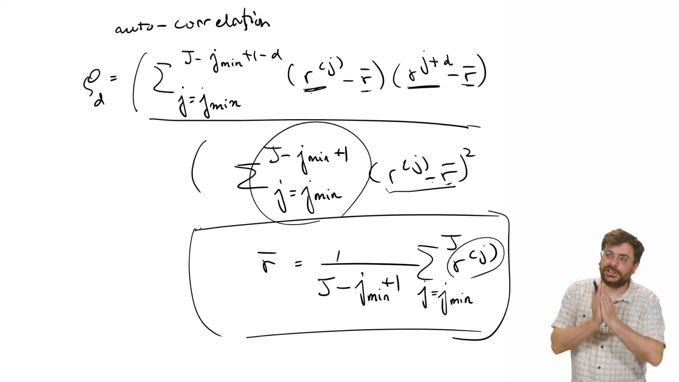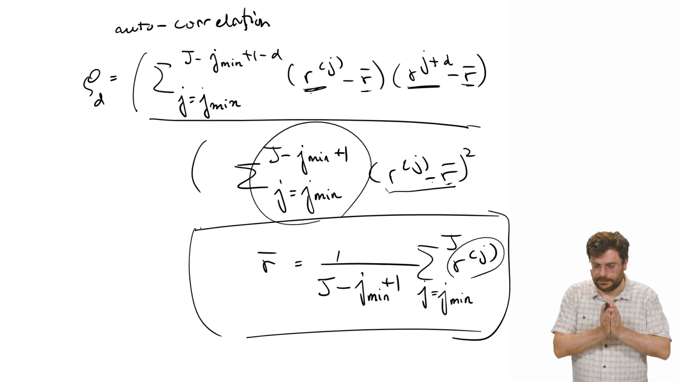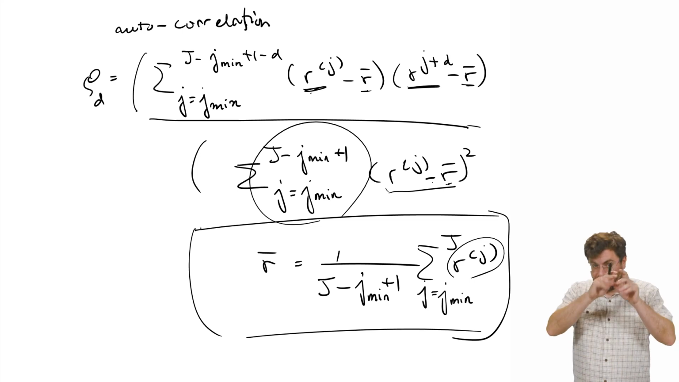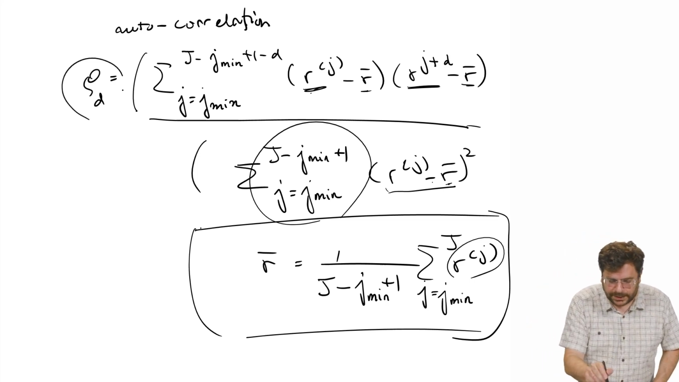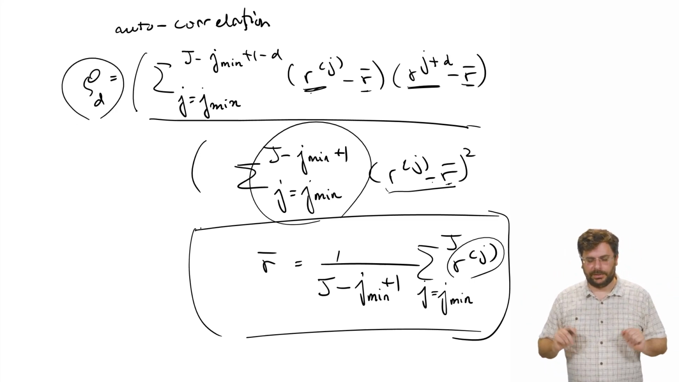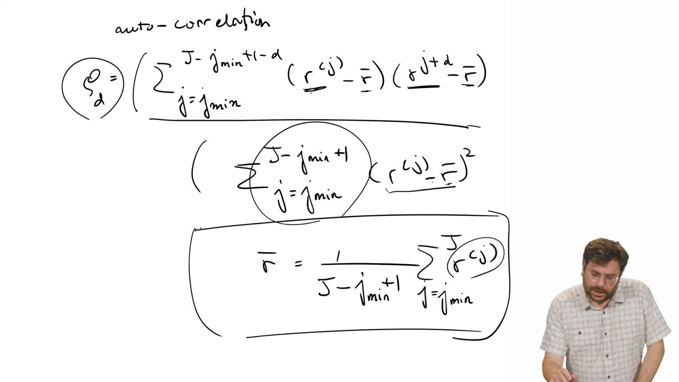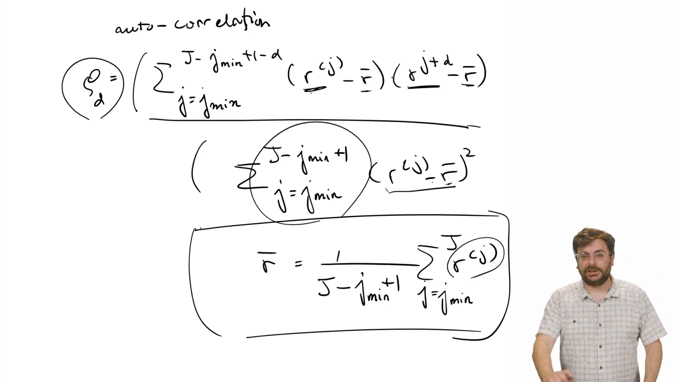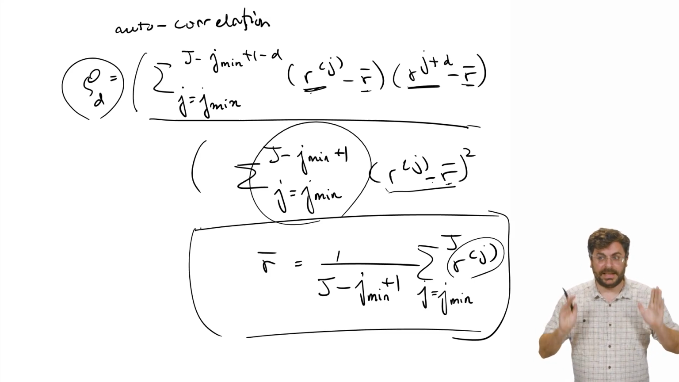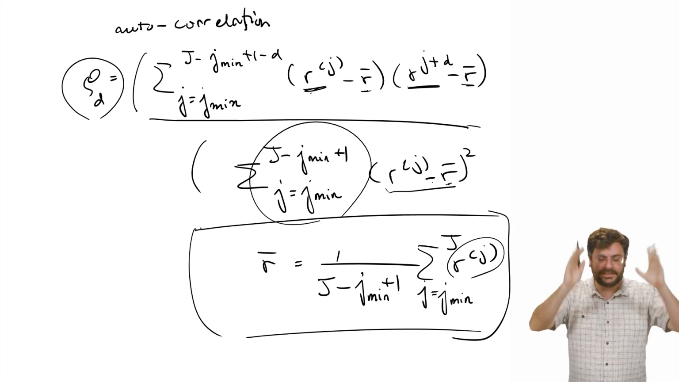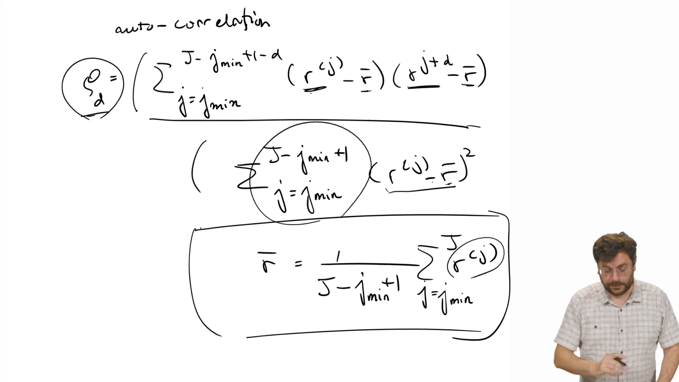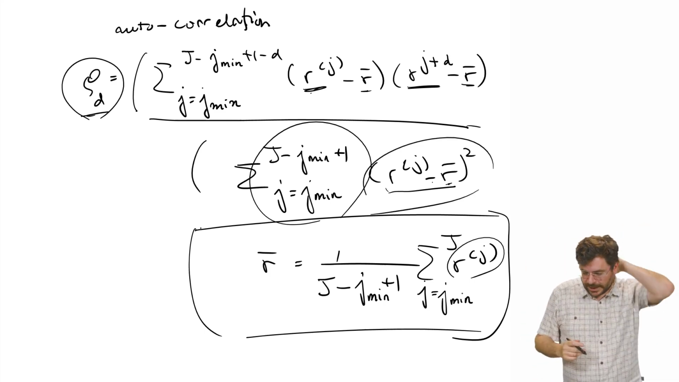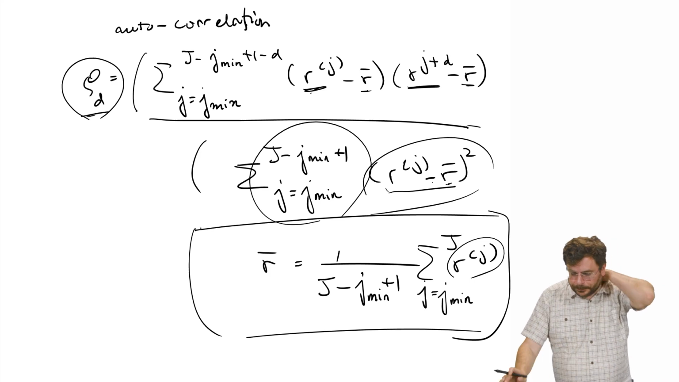Now, if r j is very similar to the mean, and similarly r j plus d is also very similar to the mean, and they're not really changing, then the autocorrelation should be 0. On the other hand, if r j is very different from the mean, and r j plus 1 is very different from the mean in the same direction, so they're both twice the size of the mean, then rho d is going to be a large number. Now again, it's going to be normalized, so the maximum value will probably be 1.